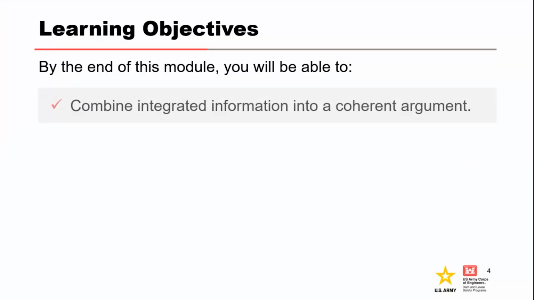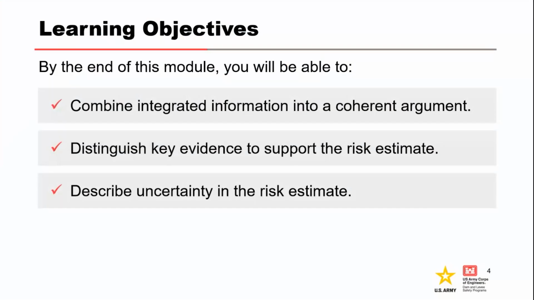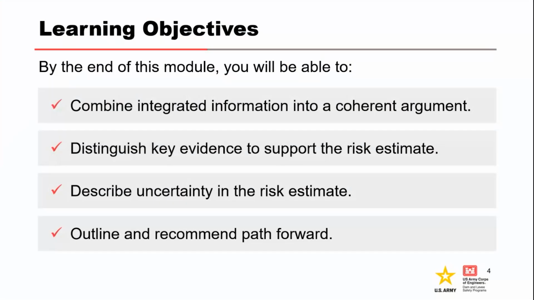All right. So by the end of this module, you'll be able to bind all that information together into a coherent argument about making the case for your risk assessment. You'll be able to figure out the key evidence to make that risk estimate, and then be able to describe sources of uncertainty in your risk estimates so that it makes sense to those key decision makers. And then finally, which is kind of the most important piece, is now that we've done the risk estimate and we've explained it, what do we recommend as the path forward so that the decision makers have something to work with and something to think about?